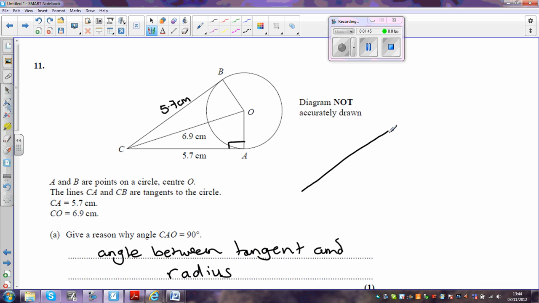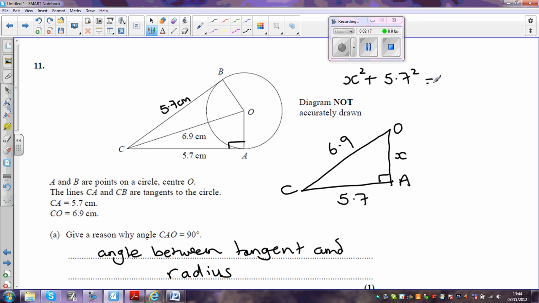I'll just draw it again, it might make it a little easier. The triangle that goes from O to A to C, in which we know that this is 6.9 centimeters and this is 5.7 centimeters, and our job is to find the length of this side here. Here we have a right angle triangle. We know the length of two sides, therefore we can use Pythagoras' theorem. So x squared plus 5.7 squared is going to equal 6.9 squared, the hypotenuse squared.